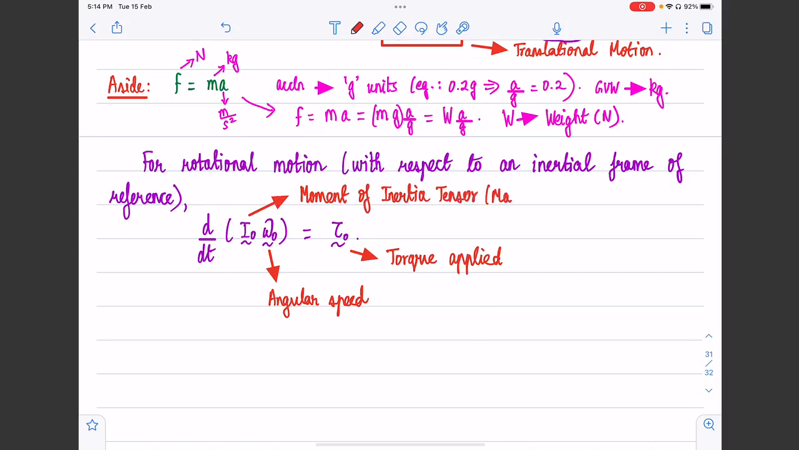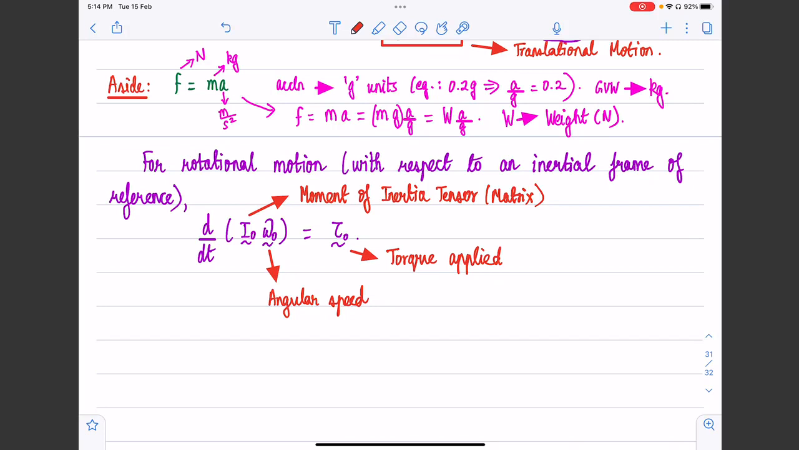Sir, this is I alpha, right, sir? Which is angular acceleration. Yeah. Please note that I have written the time derivative outside. When I naught is constant, it becomes I alpha. Exactly, that's a good observation. I think you have preemptively observed what I was about to tell.